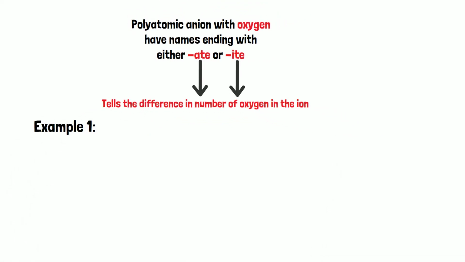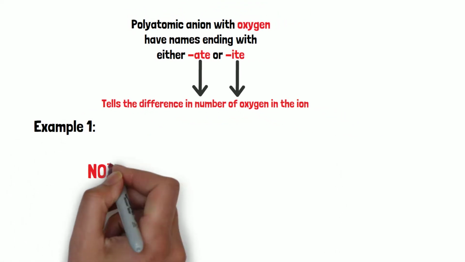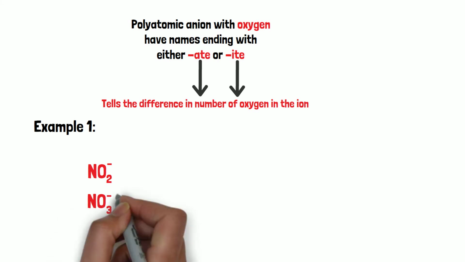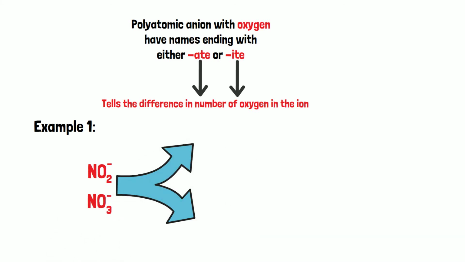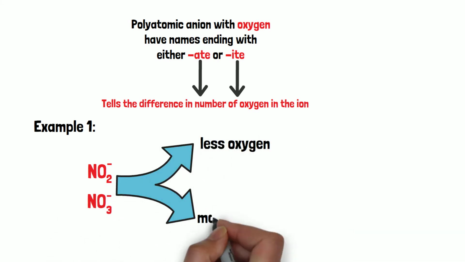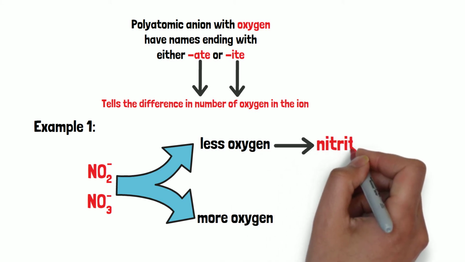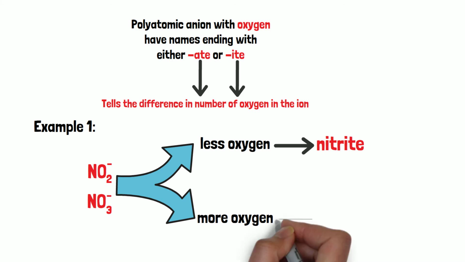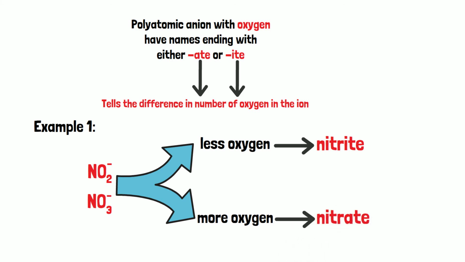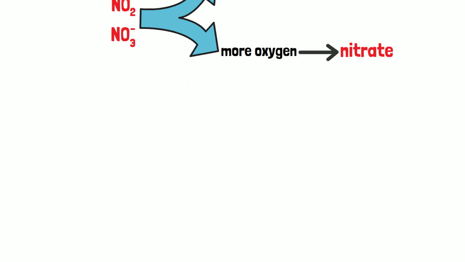Take for example NO2- and NO3-. As you can see, NO2- has less oxygen than NO3-. Thus, when we name it, NO2- is going to be named nitrite, while NO3- is going to be named nitrate. Okay, let us look at another example.